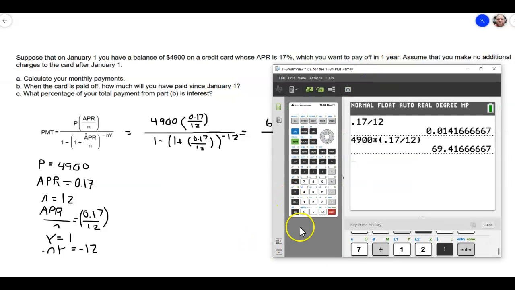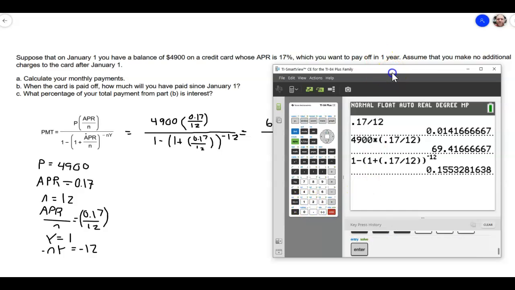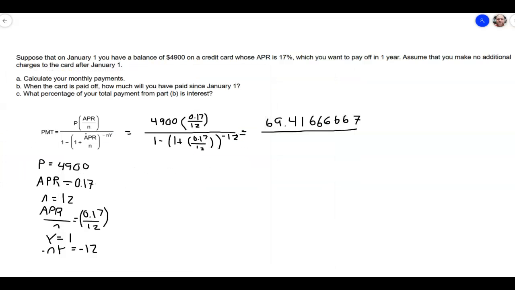And on the bottom, I'm going to do 1 minus, open parentheses, 1 plus, parentheses, 0.17 divided by 12, close parentheses, raised to the negative 12, like this, and I get this one. So I'm going to go ahead and write that out.